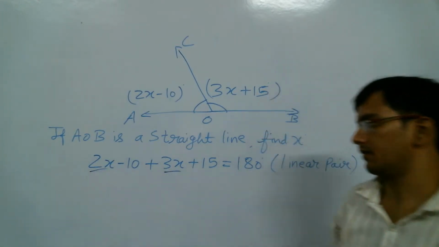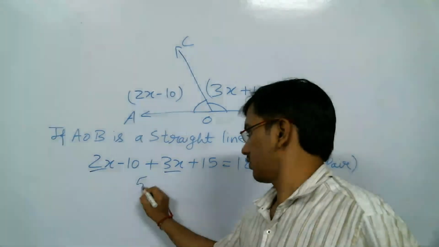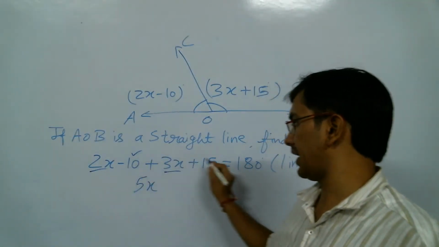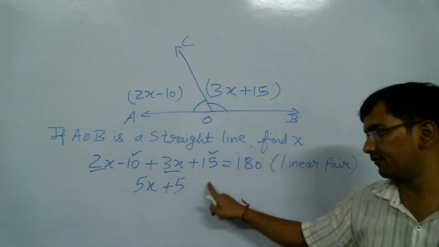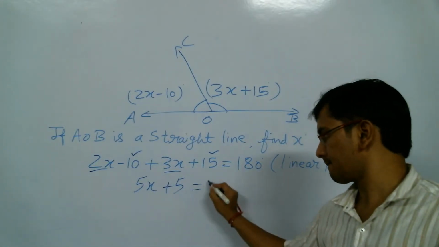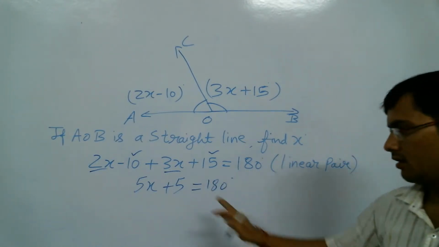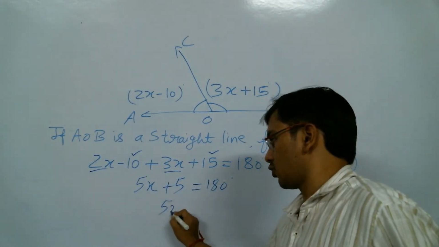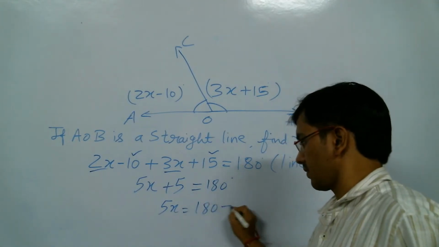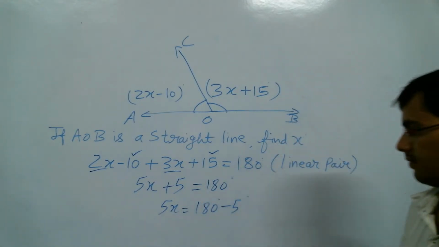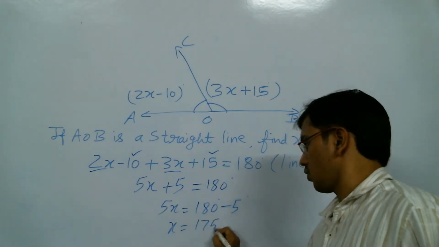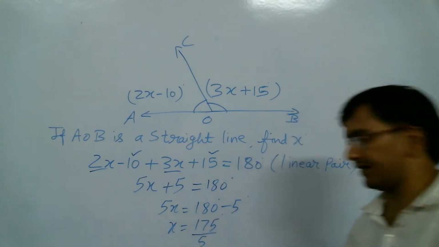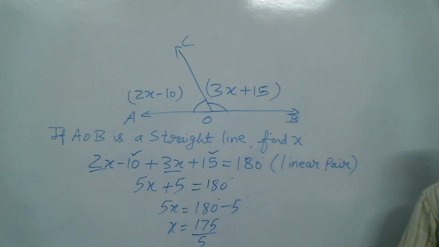2 plus 3, 5x minus 10 plus 15 plus 5, because 15 is greater. 5 will be transposed, we have x equals 175 divided by 5.